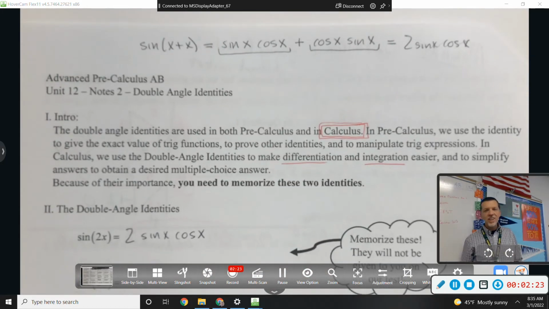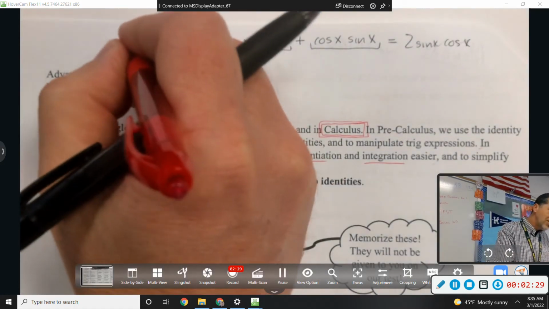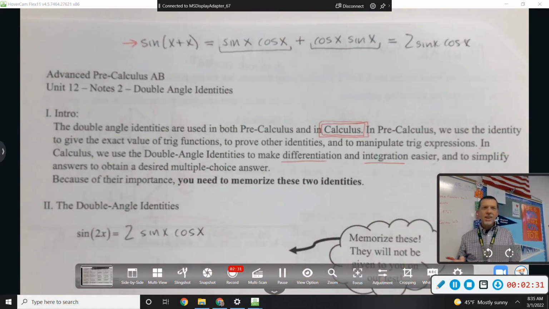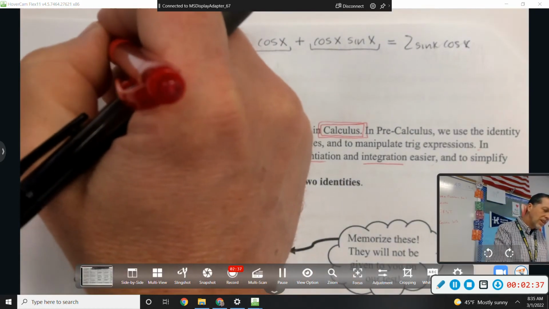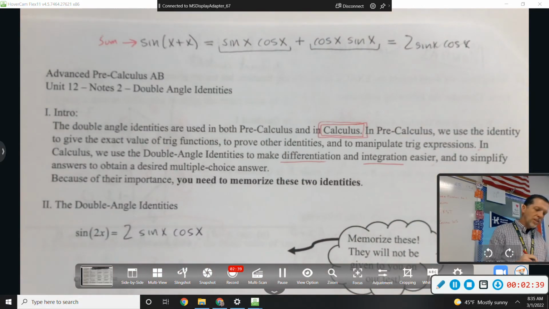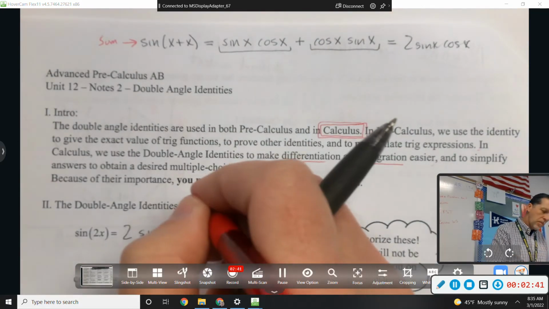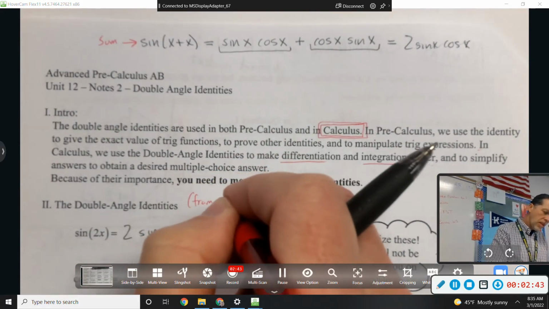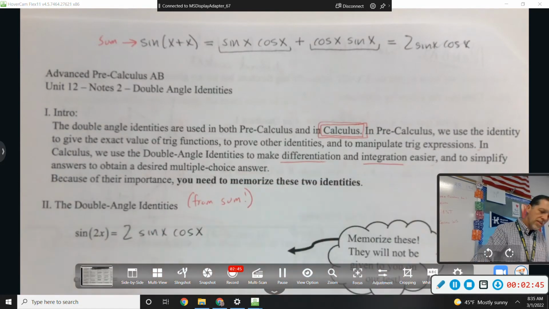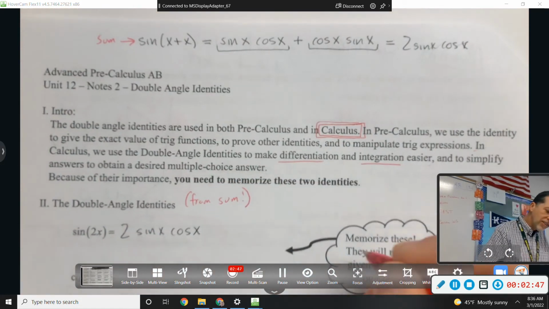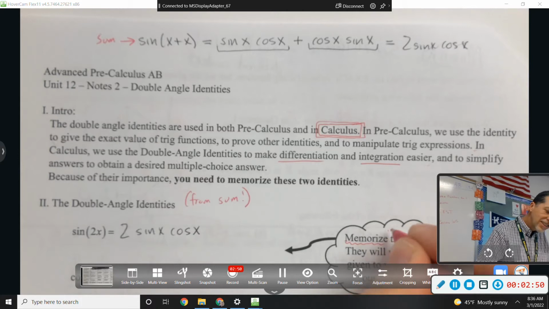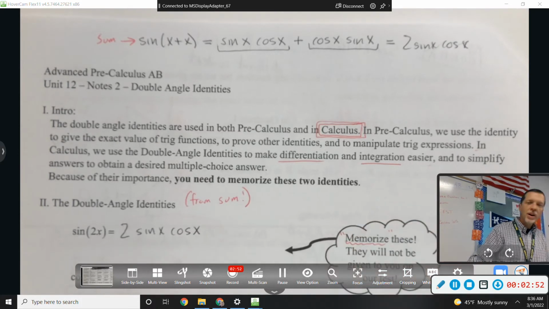So there's the hint. Like, memorize them. You're like, well, do you really need to memorize them if I give you the sum formula? I hope not. I would hope you could look at the sum formula and come up with the double formula. So memorize is even like, well, maybe, but maybe not.